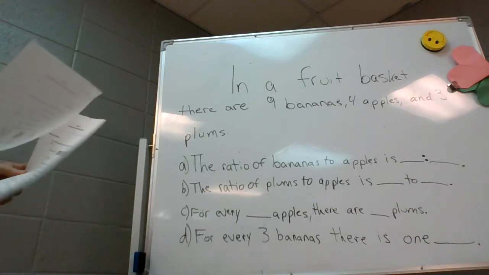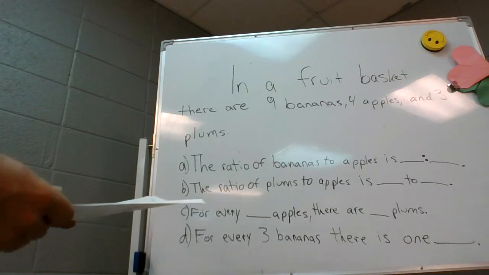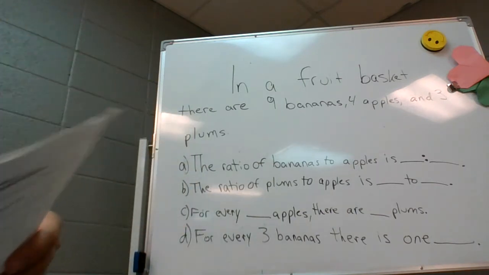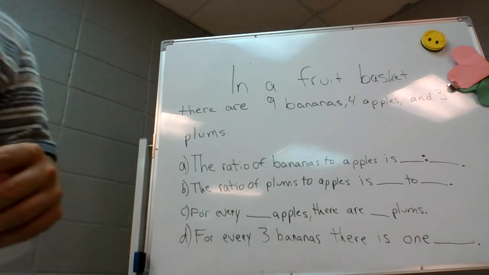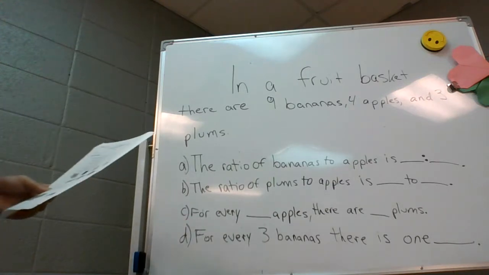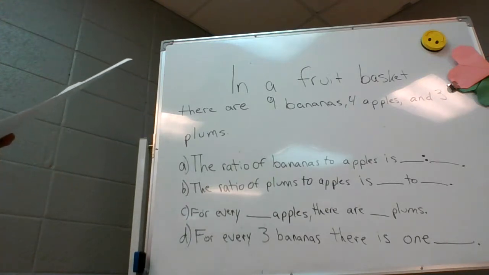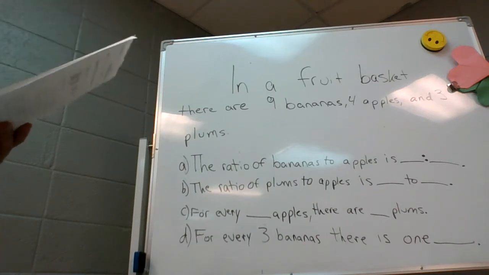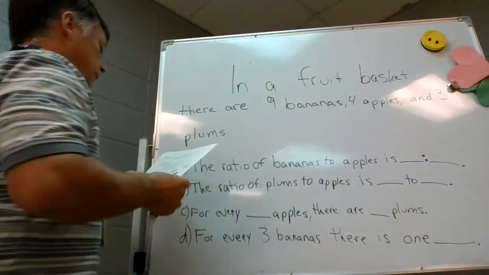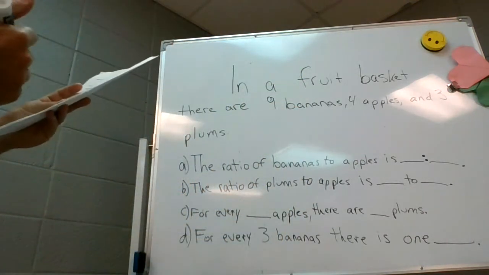So, we've got a little bit of experience with this because we've been working on Excel. We've been doing our things in our math folder all year long, so we have a good idea of what's expected. So, this is lesson 1, practice problems. In a fruit basket, there are 9 bananas, 4 apples, and 3 plums. So this is our given information up here, okay? So, it asks us A, B, C, and D.